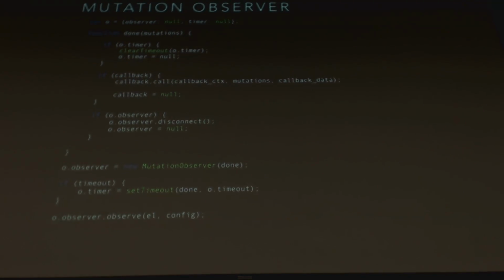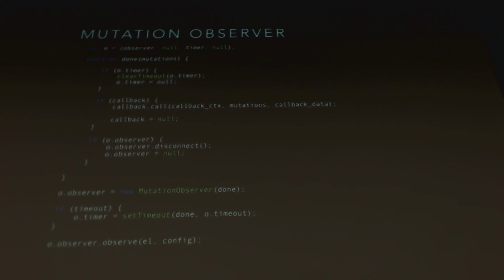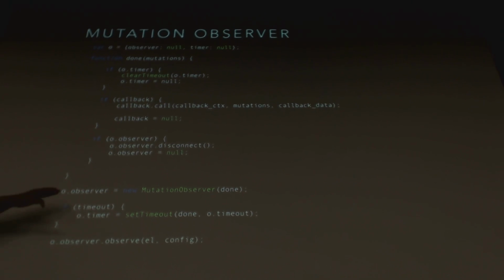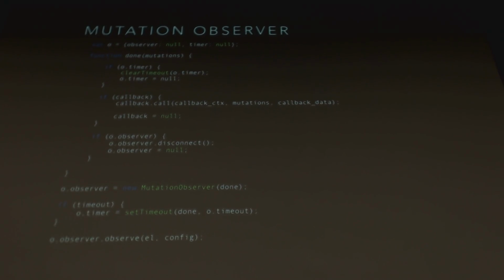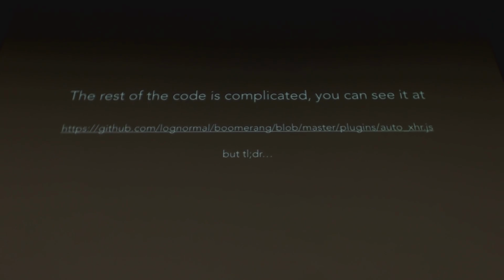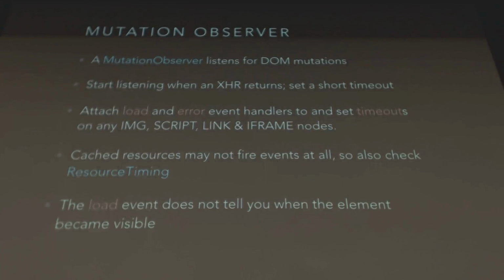So that's what we're going to do with the mutation observer. Again, this code is complicated. This is a fairly simplified version of just the basic observer. All it's doing is creating a new mutation observer here and calling the callback it's done whenever a mutation happens, and we set a timeout. So we do two things. We create a mutation observer, and you can see the rest of the code in this particular XHR. I'm going to explain what it does.